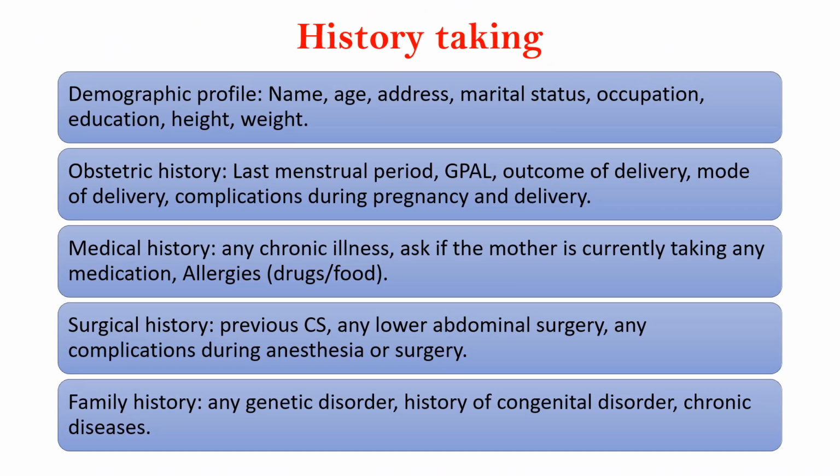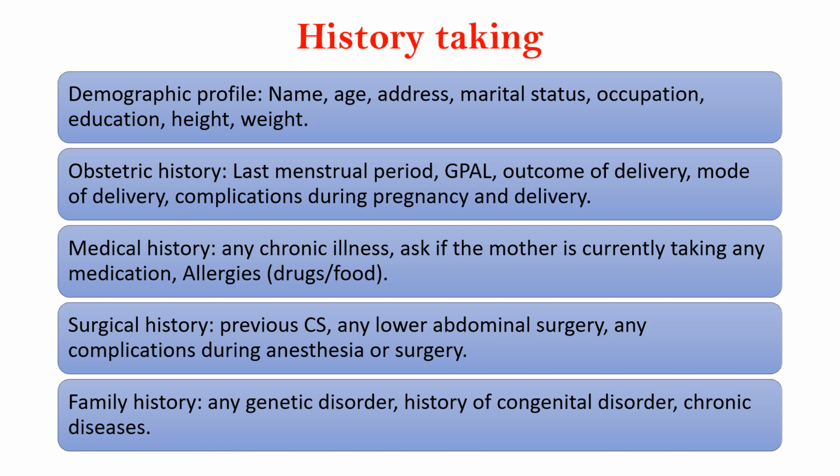Now, history taking. First we need to collect the demographic profile, which is age, name, address, marital status, occupation, education, height, weight, etc. Okay, after that, take the obstetric history. Ask for the last menstrual period so that we can calculate the EDD of the baby. And then GPAL. G stands for gravida. Gravida means the number of times a mother has been pregnant, regardless of the outcome, how many times she has been pregnant. That is called gravida.